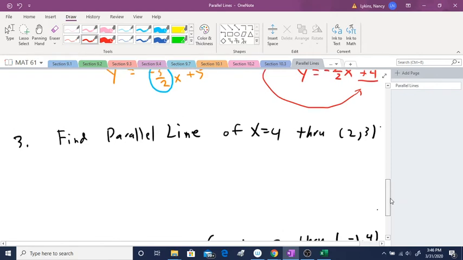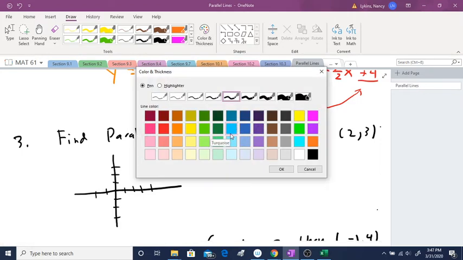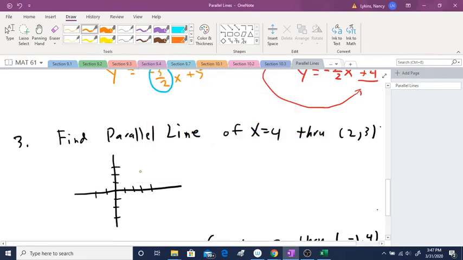Finally, the last of the examples: find a parallel line if I give you x equals 4 that goes through point (2, 3). So the key on this one is that I want to graph this. So my x is 4. To graph x equals 4, there's my x equals 4. X is a vertical line.